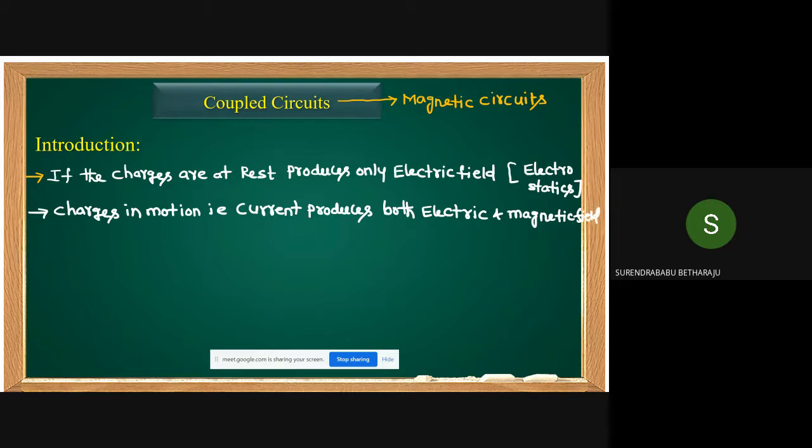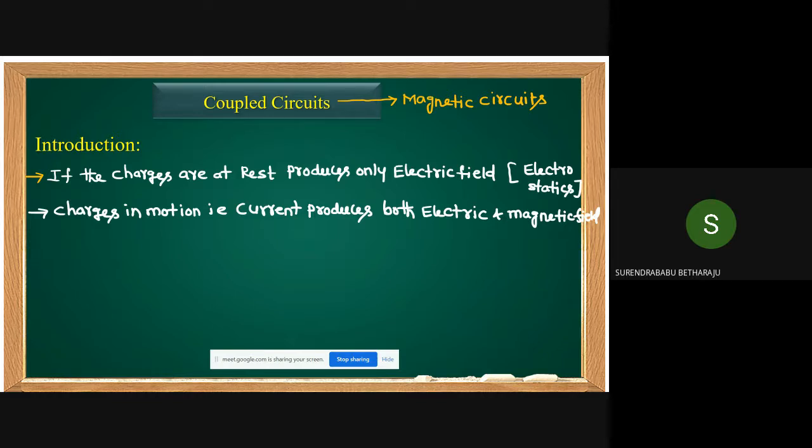We know this fundamental point: if any conductor carries the current, around the conductor a magnetic field is produced. If the conductor carries the current, automatically an electric field is present. Current is flowing through the conductor, so it is not stationary; the charge is not stationary here. If current is flowing through the conductor, around the conductor a magnetic field is produced.